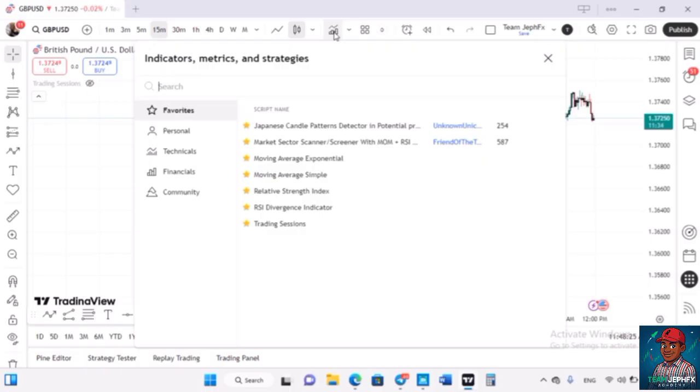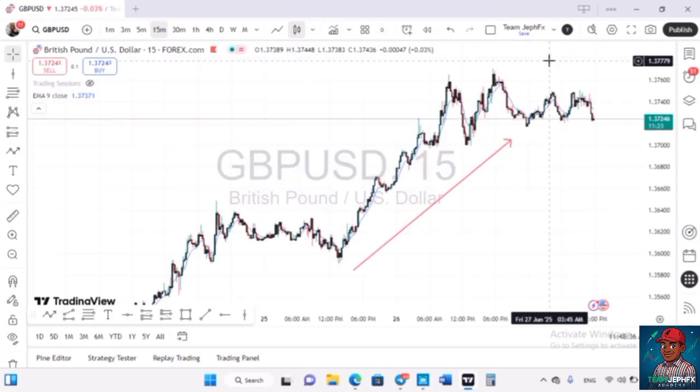Search for moving average exponential. The reason my own is already appearing here is because I've added it to my favorites already. So what you are going to do is just click on it once and it will be added to your chart, but we need to make a few settings in that.